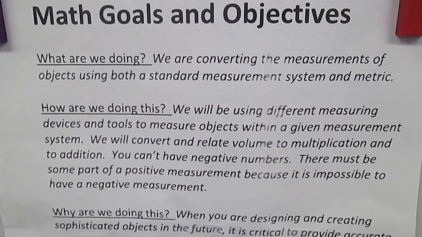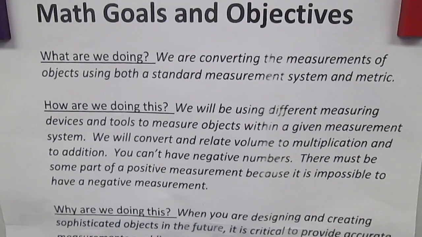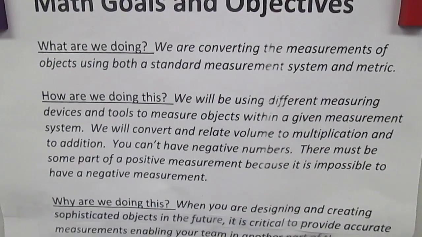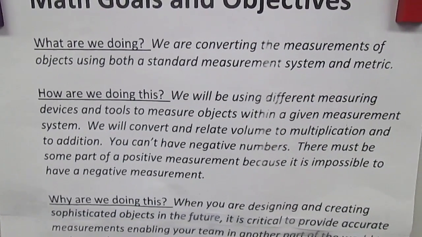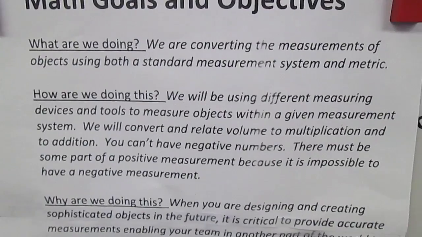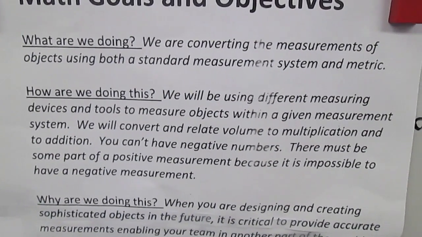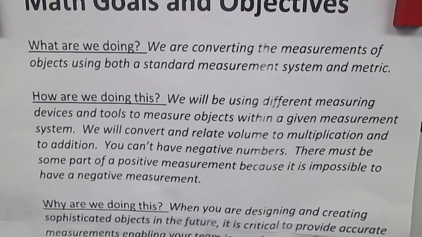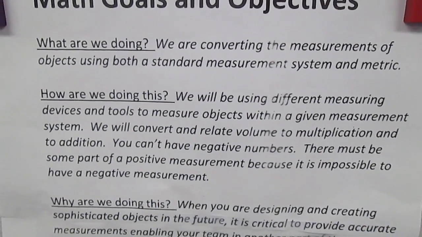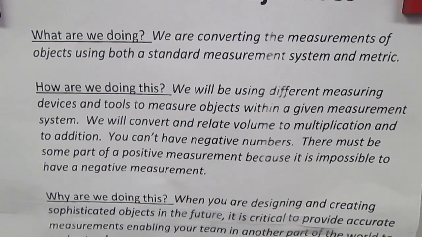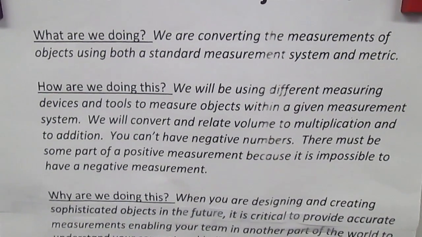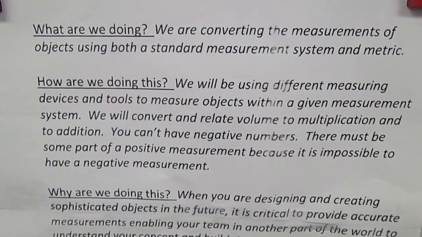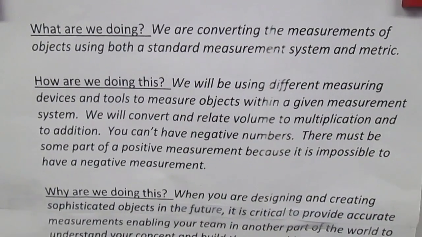Okay, boys and girls, as you can see, here are our goals and objectives. So the question is, well, what are we going to be doing, Mr. Ferris? What we are doing is we are converting the measurements of objects using both a standard measurement system and the metric system. So you're going to find out about millimeters, inches, yards, meters, centimeters. And then how are we doing this? We'll be using different measuring devices and tools to measure objects within a given measurement system. We will convert and relate those volumes and those measurements by adding and multiplying the different measurements.